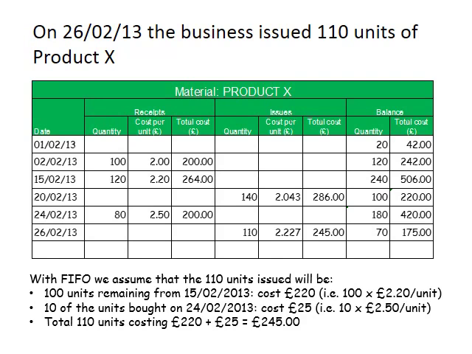Lastly, we calculate the balance remaining at the end of the period. Well, we had 180 units before this transaction. We've issued 110, which leaves us with 70 units. In terms of the cost, we had a cost of £420 before this transaction. We've used up £245 in this transaction, leaving us with £175 in stock.